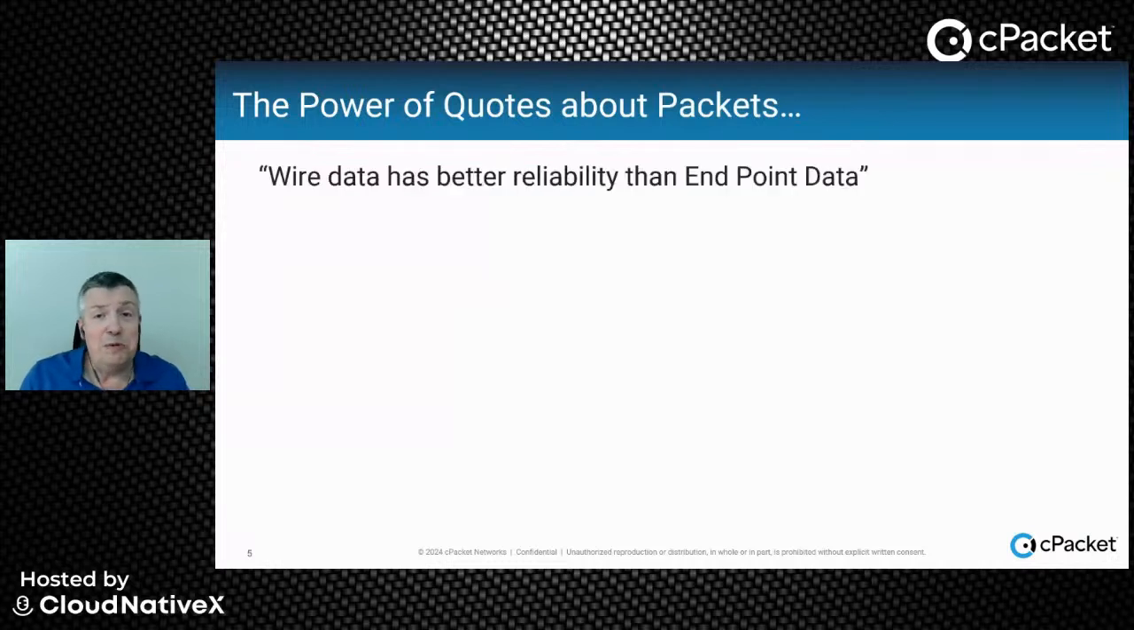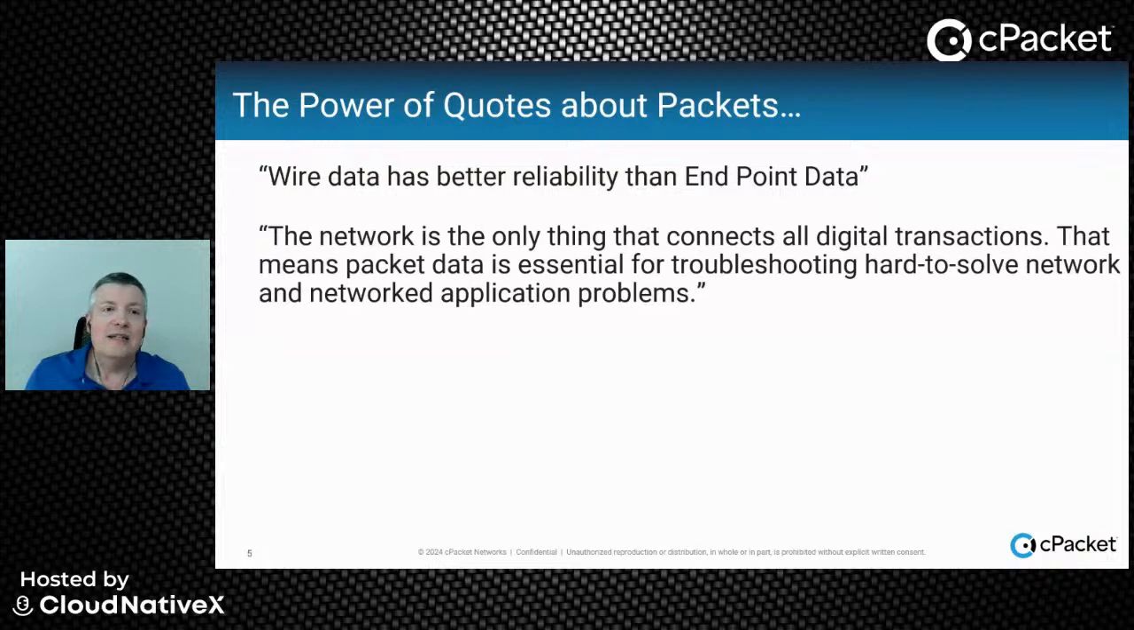I thought this would be fun to put in here today, just to give you that little bit of context. Wire data has better reliability than endpoint data. It's not that endpoint data is bad in some sense, but the bottom line is the wire data, the packets that are traversing your infrastructure, are where all of the details are to be found. We'll show you that in just a second.